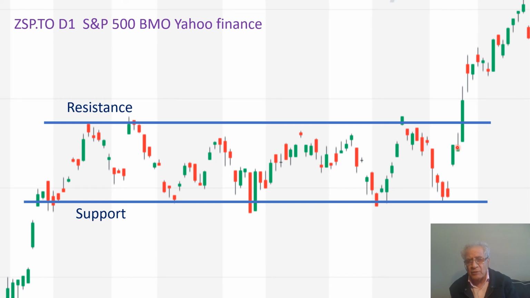And finally, the price breaks out here. As soon as the price breaks out, you can enter the market around this area and put your stop loss at one ATR below this resistance level.